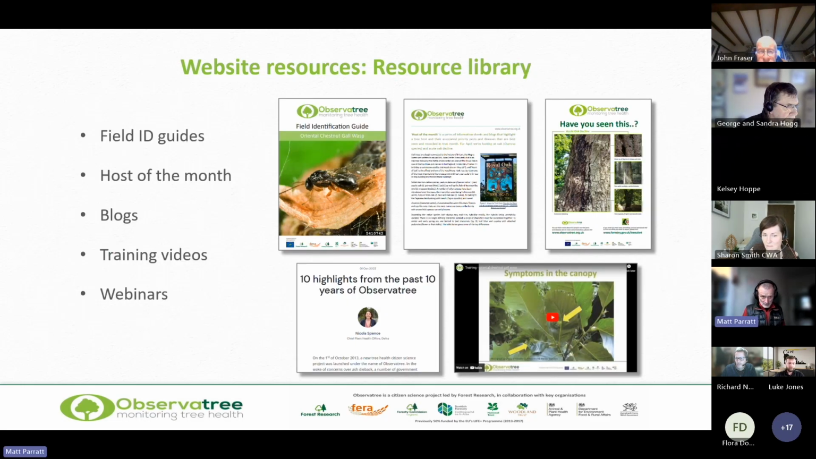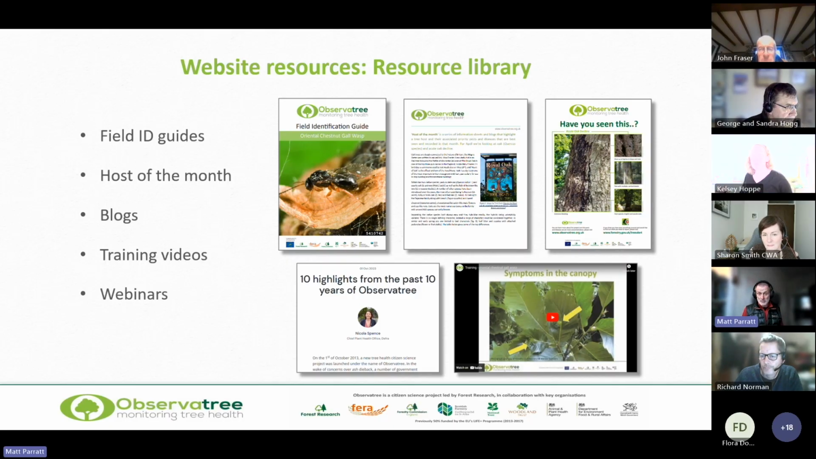So those are the field guides that I mentioned. We've also got something called Host of the Month. This is where we take a particular species of tree or genus and we explore the things that you're going to see at that particular time of year. Currently we're on spruce, so no surprises. It was great spruce bark beetle, and next month we move into Lawson cypress and Phytophthora lateralis. So it can give you an idea of things that are good to look for at that time of year.